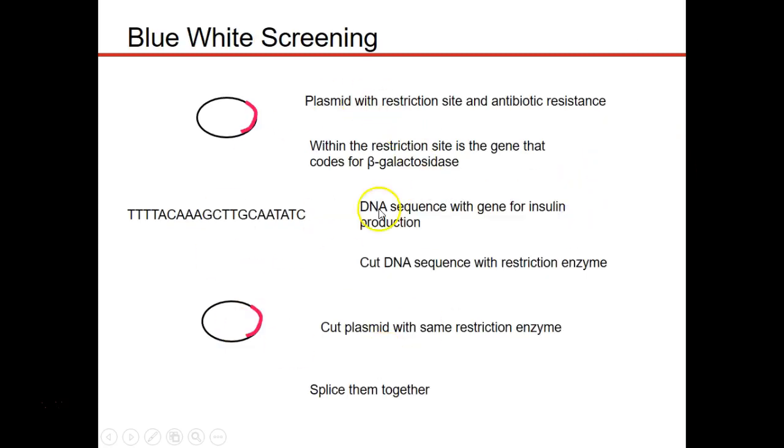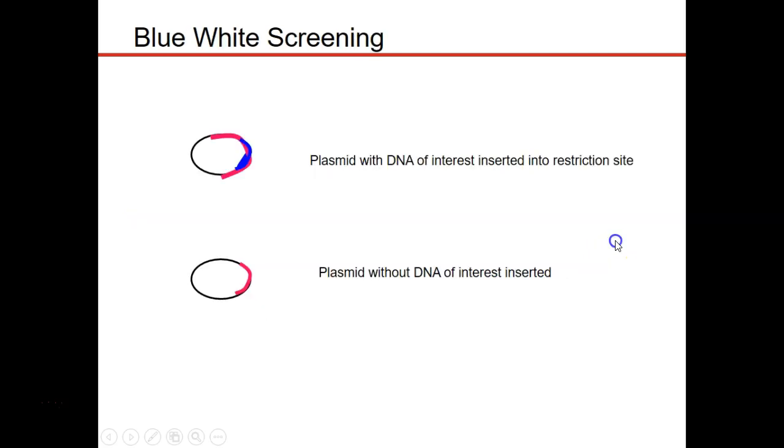So here's my example of that exact same thing, okay? Here we have a plasmid. The plasmid has antibiotic resistance, and it has this area here, this red, which is a gene that codes for beta-galactosidase, which also breaks down lactose. Here's a sequence for insulin, okay? So we're going to cut both the plasmid and the DNA with the same restriction enzymes, and then we allow them to splice together or come together.